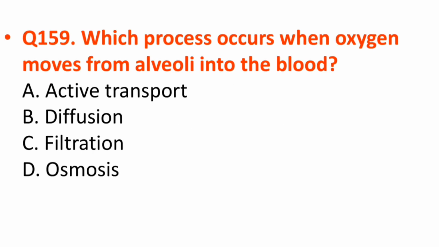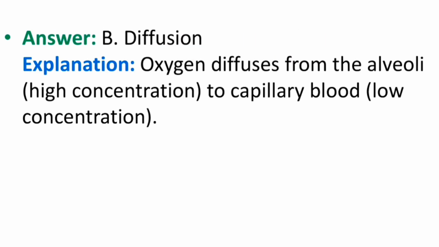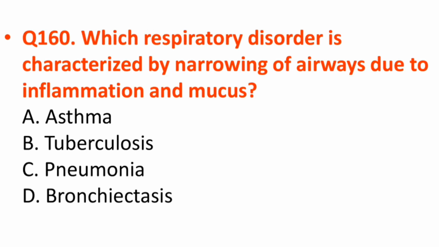Which process occurs when oxygen moves from alveoli into blood? Option A active transport, option B diffusion, option C filtration, option D osmosis. The correct answer is option B diffusion. Oxygen diffuses from the alveoli, high concentration, to capillary blood, low concentration.